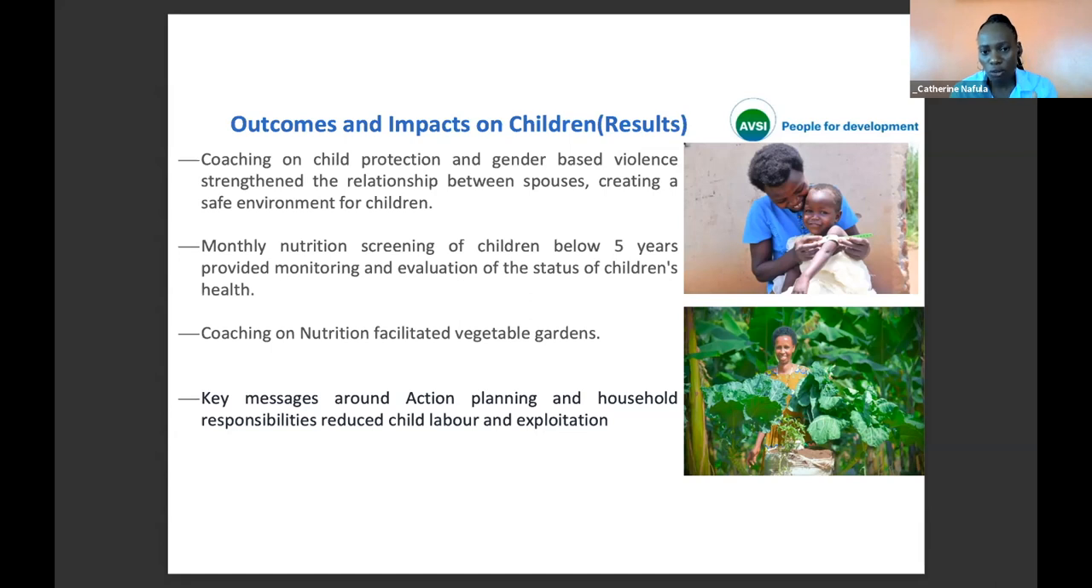The monthly nutrition screening of children below 5 years provided monitoring and evaluation of the status of the children's health. This is being followed up by a social worker monthly, and records are being kept. The tracking is done to ensure that any case that has been identified, either mom or son, is easily referred for immediate attention. Then coaching and nutrition facilitated vegetable gardens. Just as you can see, the lady at the bottom has a vegetable garden using the small space that she has to ensure that her family can have a balanced diet. This trickles down to the growth and development of a child. Key messages around action planning and household responsibilities, which is one of the topics of coaching, reduce child labor and exploitation.